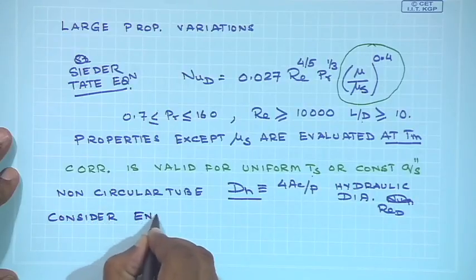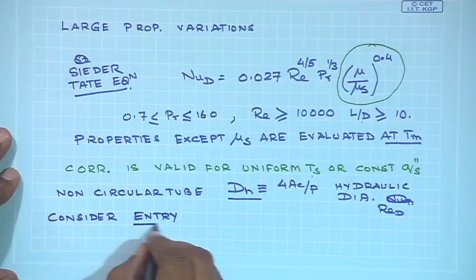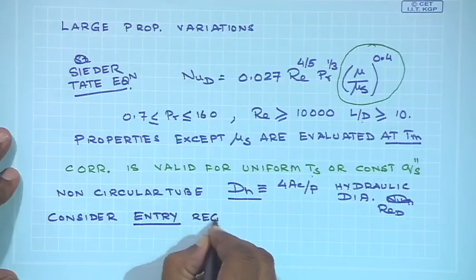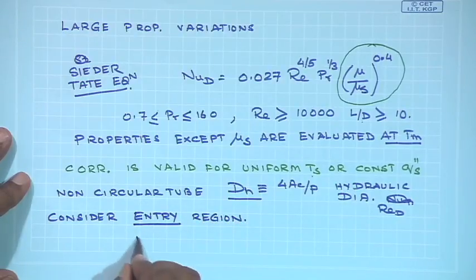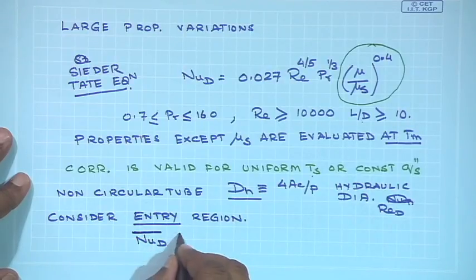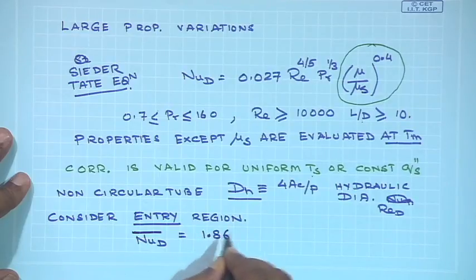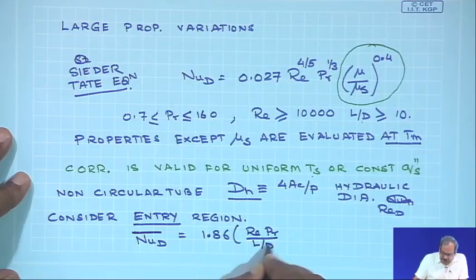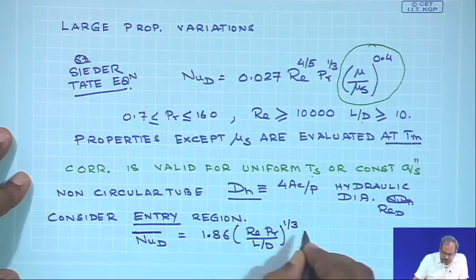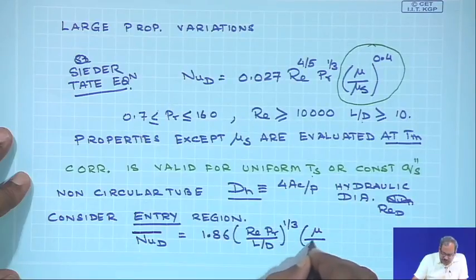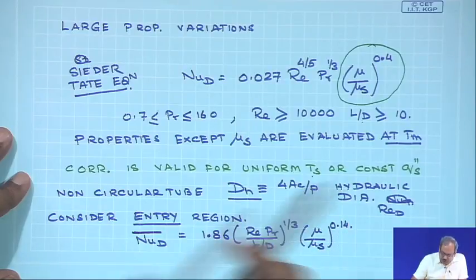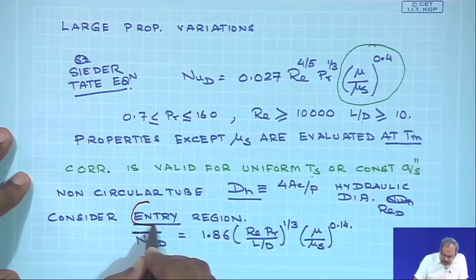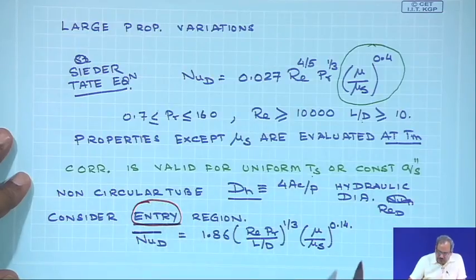So, when I consider the entry region, that means the region where the flow is still developing, the relation to be used is: Nusselt number based on diameter, and here I say it is the average Nusselt number, is 1.86 (Reynolds Prandtl D by L) to the power 1/3, and a viscosity correction factor as before, mu by mu s to the power 0.14. So, the key word here is when I consider the entry region.